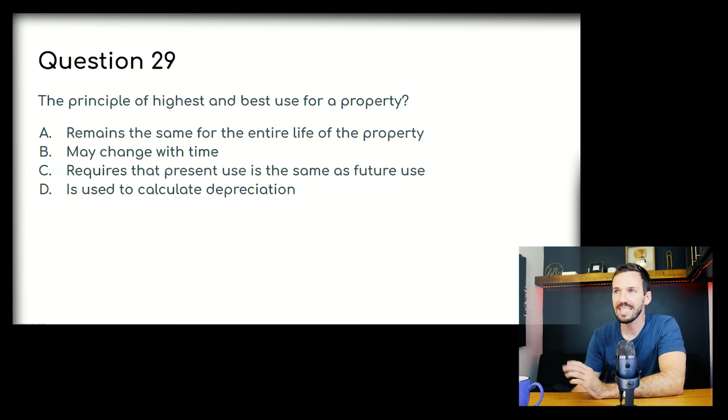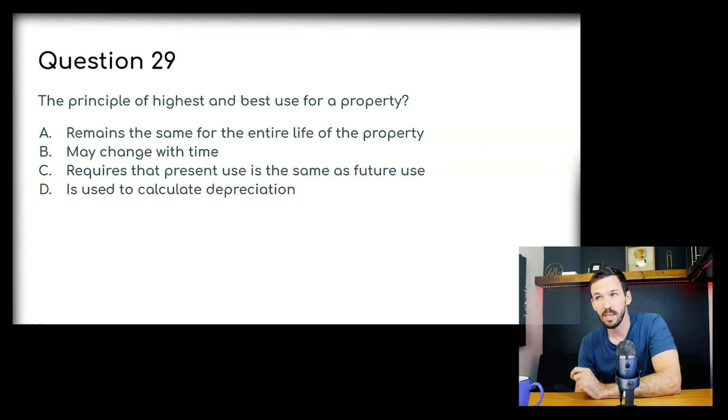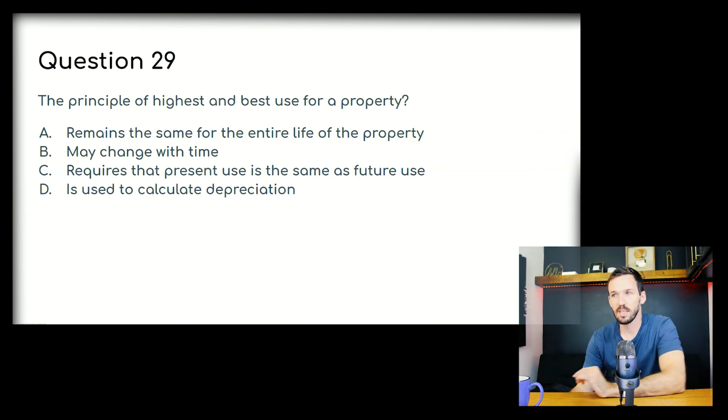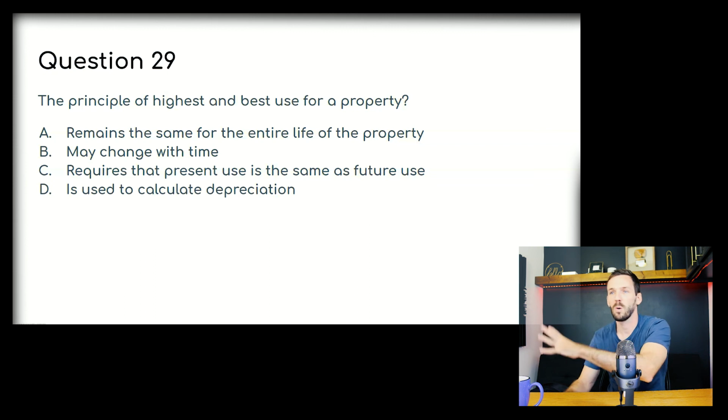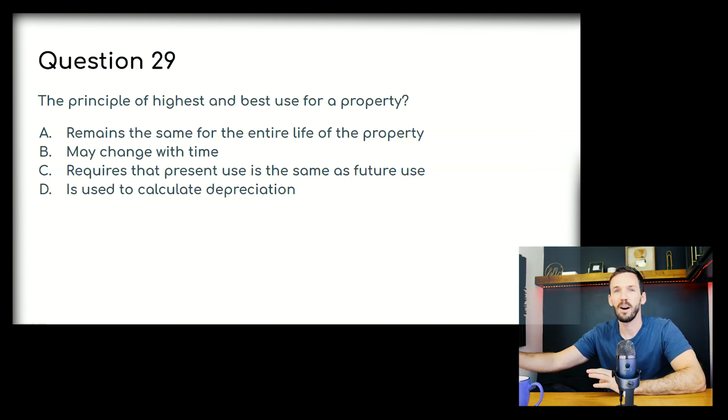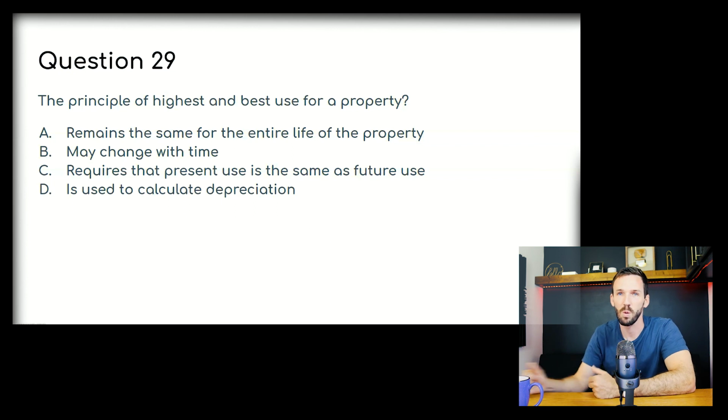29. The principle of highest and best use for a property remains the same for the entire life of the property, may change with time, requires that present use is the same as future use, or is used to calculate depreciation. So sometimes a house is the best use, but then the city crawls towards that neighborhood, and that house would be better off as an office space or a coffee shop or something like that. So then the city keeps crawling, and then the office should now be a gas station or a bigger building or office, right? And etc. It just keeps going on. B is the answer. Change with time.